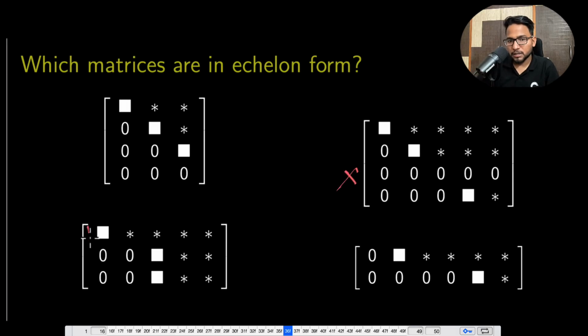What about this? What do you think? No, right? Because this is not the stairs. If you connect, these are not the stairs that you are getting. So that's why this is not in the echelon form. What about this? You go to this leading entry. Yes, this is the echelon form. This is the echelon form, and this is the echelon form. But these 2 are not in the echelon form.